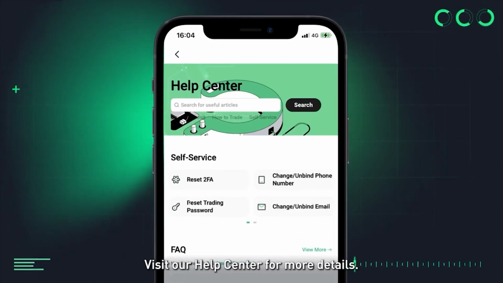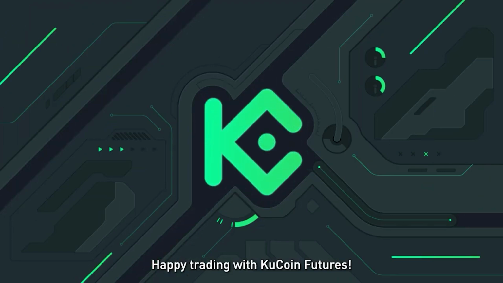That's your guide to futures trading on KuCoin. Visit our help center for more details. Happy trading with KuCoin Futures.